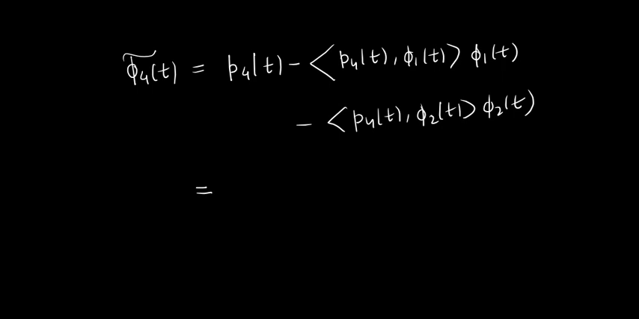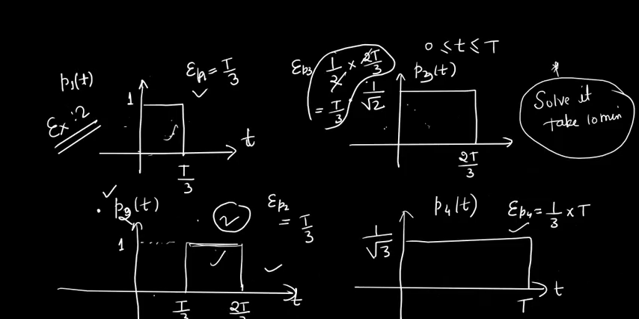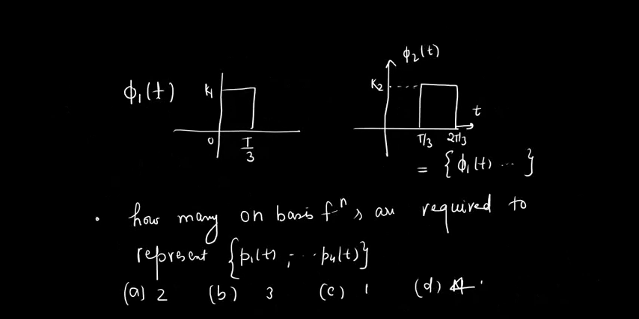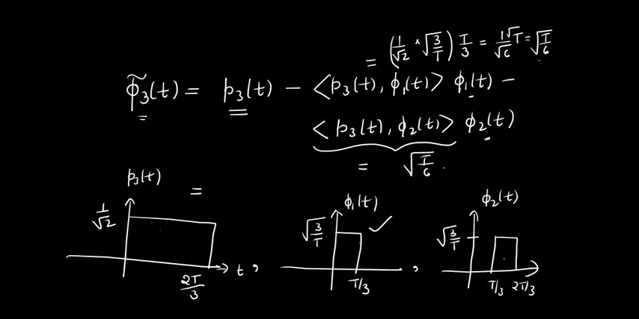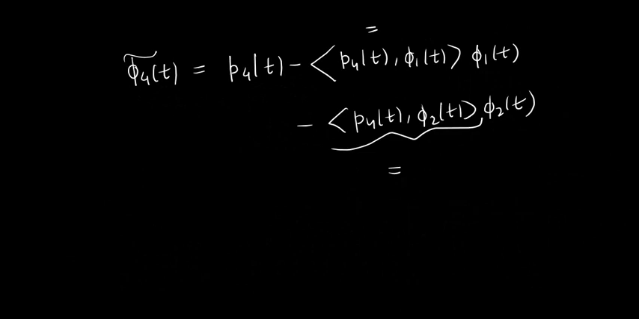So, just do it. What is this value? Please evaluate and tell me. This is your P4T, this is your phi1t, and this is your phi2t. So, I am just drawing it here. Your P4T is something like this.